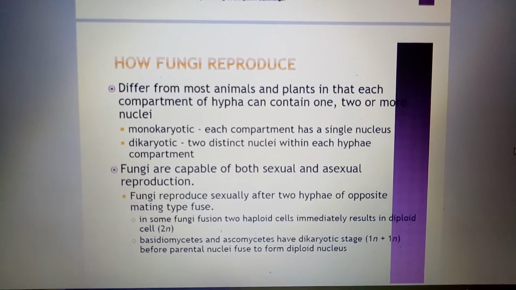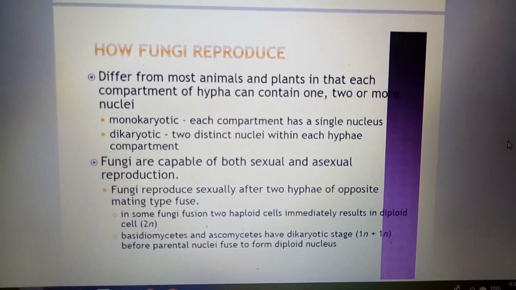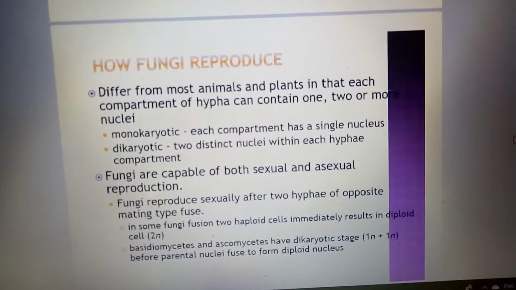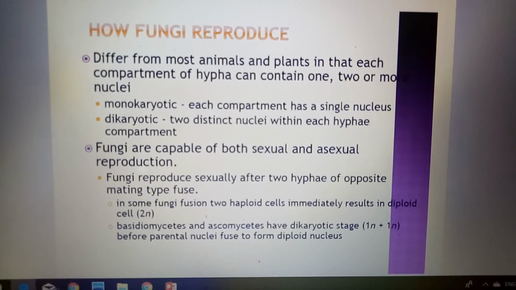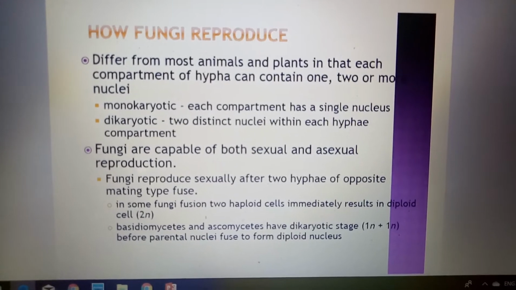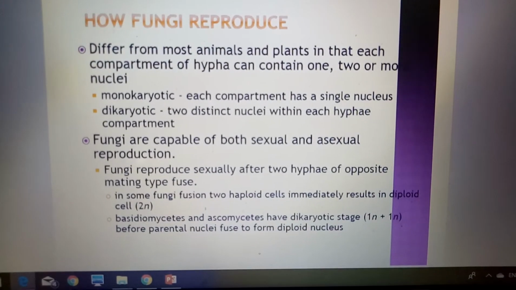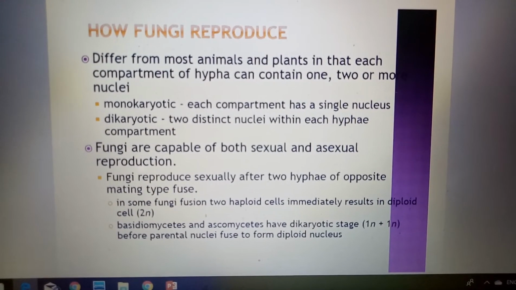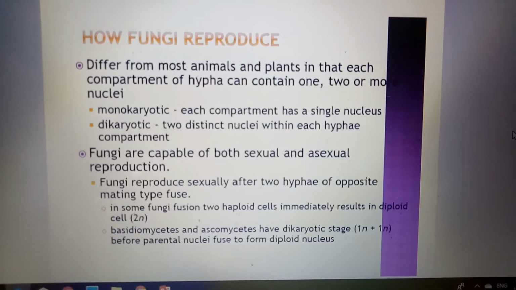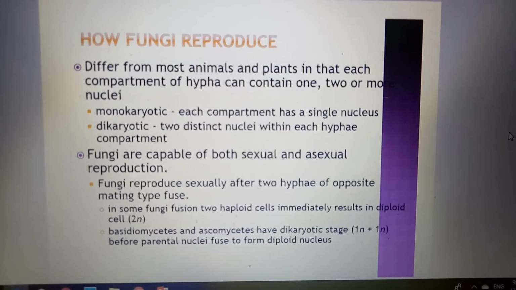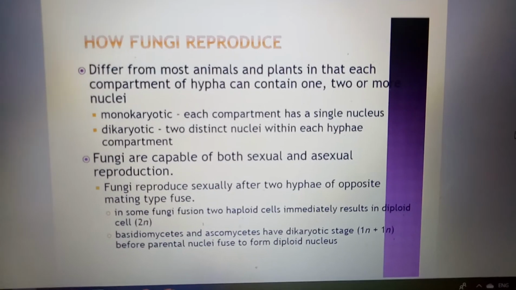Actually, fungi are very different from animals and plants because they have compartments of hyphae that contain one or more nuclei. As you have learned before, monokaryotic means each compartment has a single nucleus, and dikaryotic means two distinct nuclei within each hyphal compartment. Fungi are capable of both sexual and asexual reproduction, because two hyphae of opposite mating type fuse. In some fungi, two haploid cells do not immediately result in a diploid cell, or 2N. For example, basidiomycetes and ascomycetes have a dikaryotic stage of 1N plus 1N before the parental nuclei fuse to form a diploid nucleus.